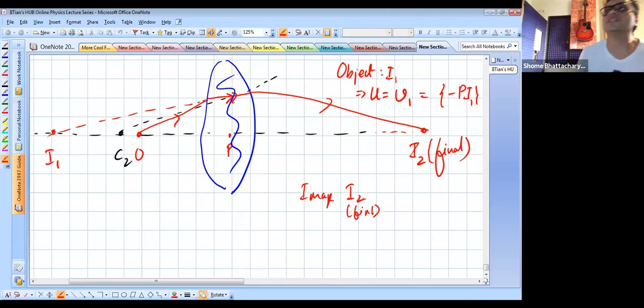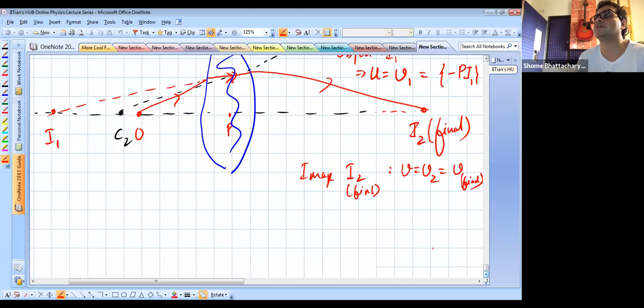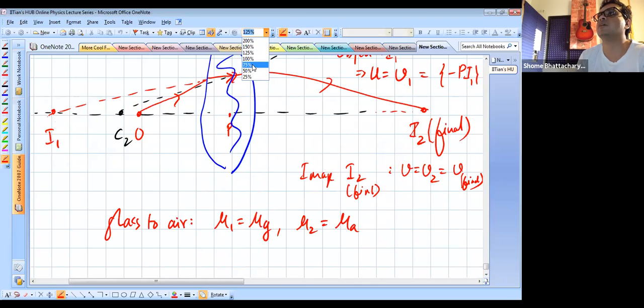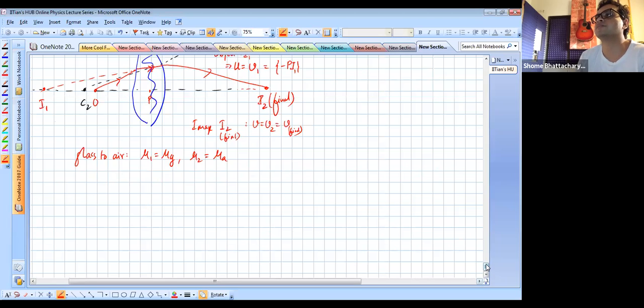So the image's position is nothing but the final image position. And it is happening, remember, from glass to air. So I should substitute mu1 as refractive index of glass and mu2 as refractive index of air. So now let's incorporate all these things into our UV formula.